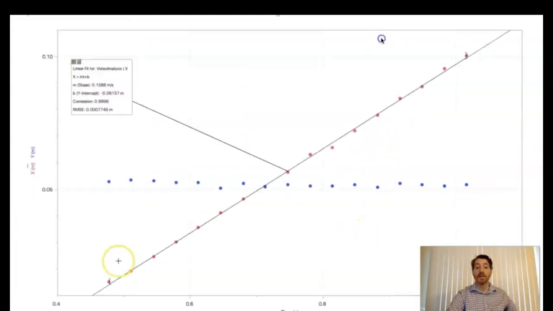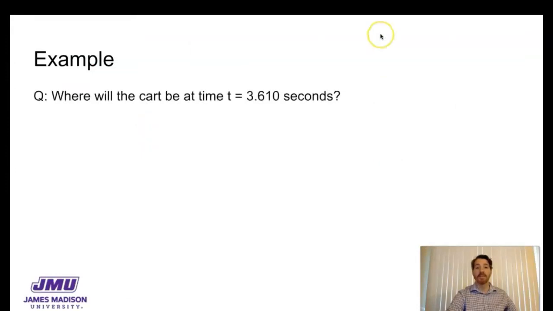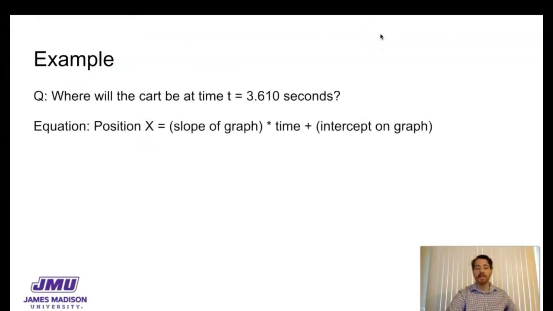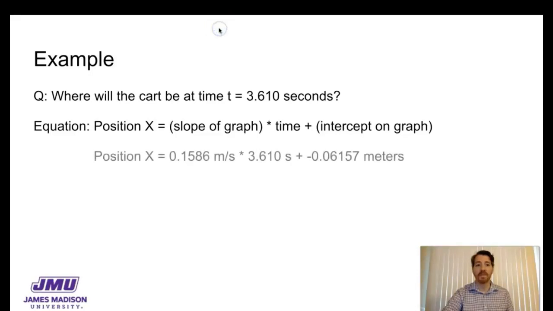But because I got an equation off the graph, I can make a prediction. So I take that y equals mx plus b, and I convert it over into a physics description of y equals mx plus b. It becomes position in the x equals the slope m times time plus my intercept. And when I plug some numbers in for that, I have the slope from the previous slide on the graph, 0.1586 meters per second. The time they're asking about is 3.610 seconds.